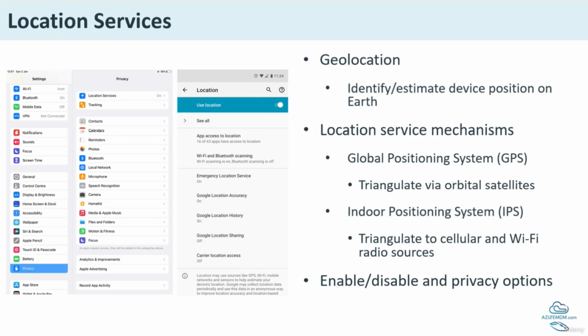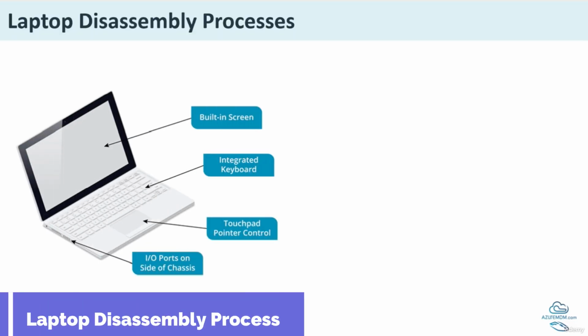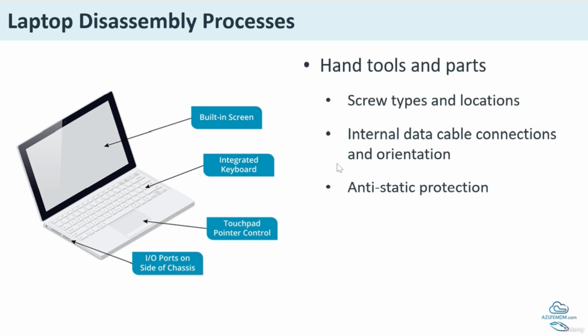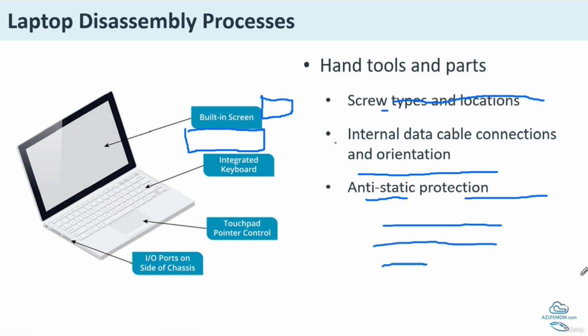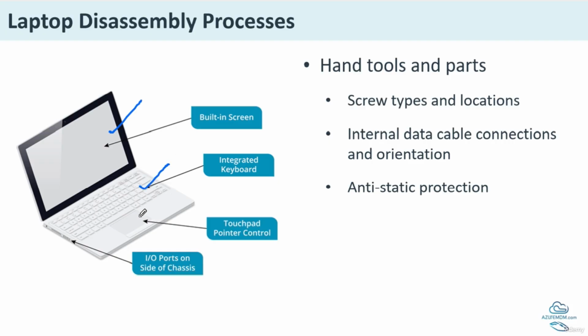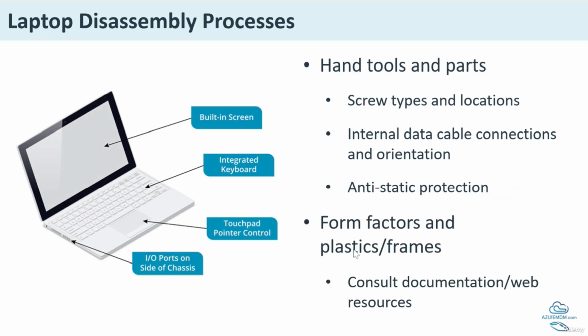Now we'll move on to the next topic, the laptop disassembly process. Here, you can see in a laptop you have a built-in screen, integrated keyboard, touchpad, and I/O ports like HDMI, VGA, USB, etc. In a laptop, you will find various types of screws, internal data cable connection and orientation, and static protection. You can also see form factors and plastic frames in a laptop. You have to go through the documentation of your laptop in order to understand the components in it.